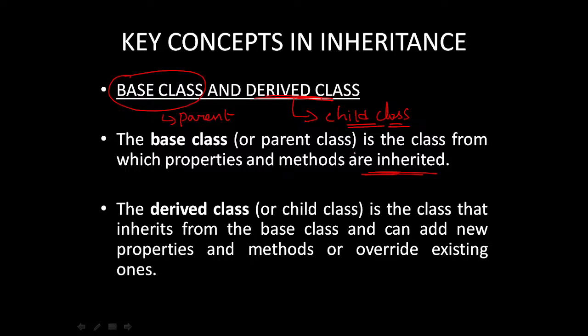This parent class will consist of all the properties and methods, and the child class will take these properties from it. Whereas the derived class or child class is the class that inherits the base class and can add new properties and methods or override the existing ones. So basically, the derived class takes the properties from the parent class, and it can also add some new properties or change the methods present in the parent class. This I will show here.